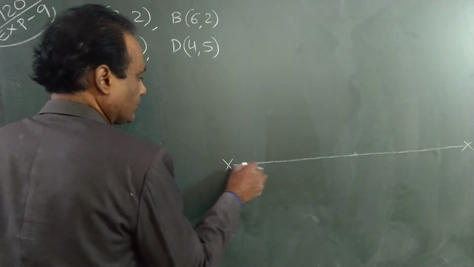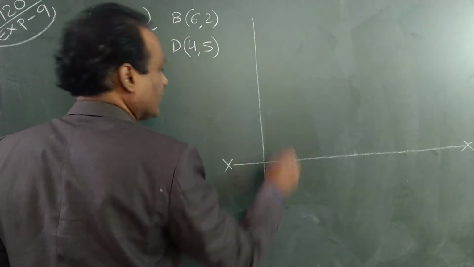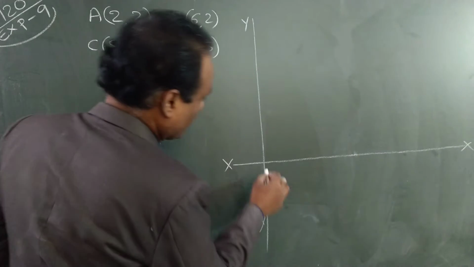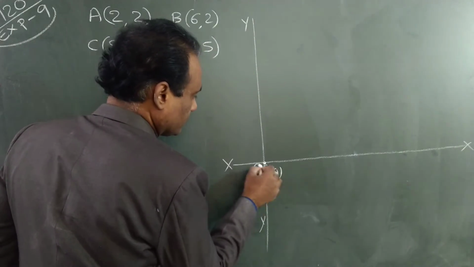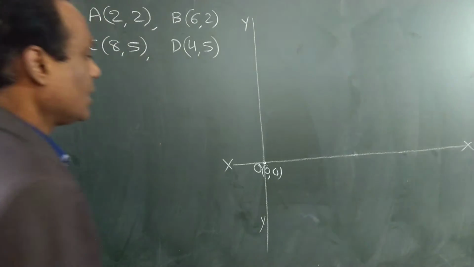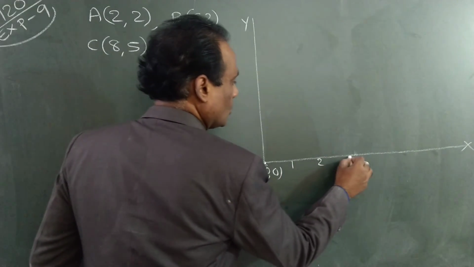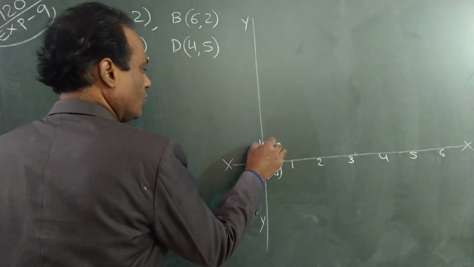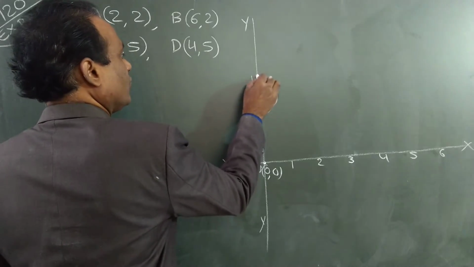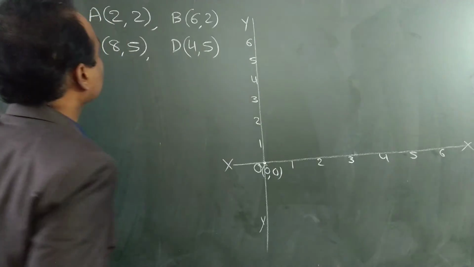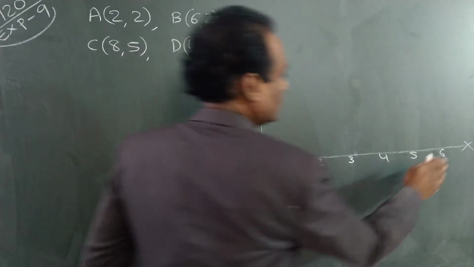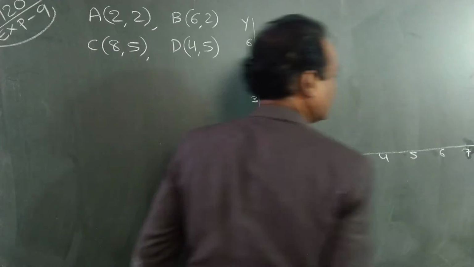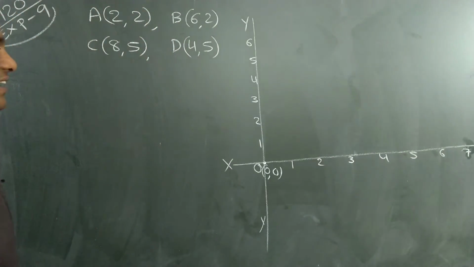X-axis, see here. Y-axis. Don't write this. X-axis, Y-axis, and the point of intersection is the origin. Take the points 1, 2, 3, 4, 5, 6, and 7, 8.